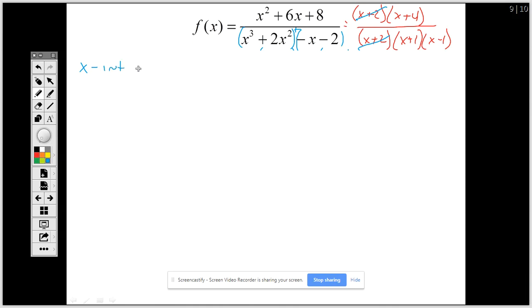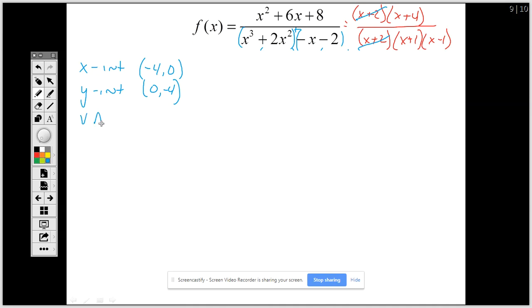The x-intercept is going to be found by setting the numerator equal to 0. So I have -4, 0. My y-intercept is setting x equal to 0. So when I do that, I have 4 over 1 times -1. So I'm putting in zeros here and here and here, right? So I have 4 over -1, which is -4. That's weird.